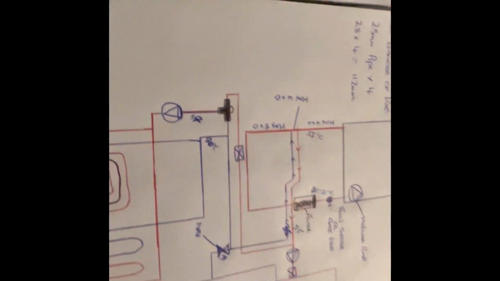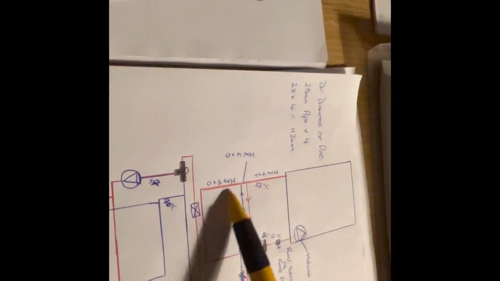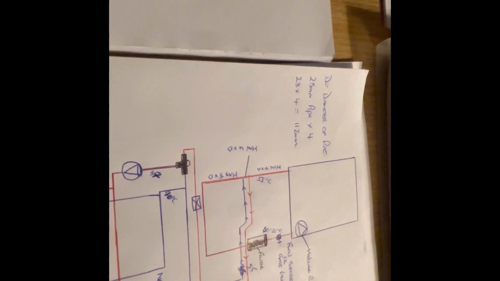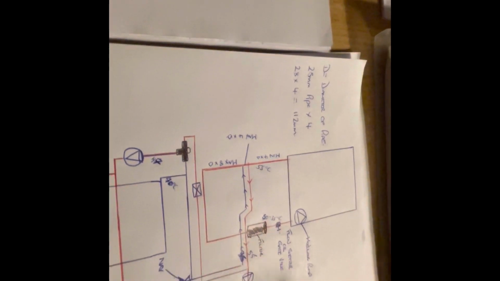So how I've put my close couple T's there, I've created a primary loop and I've come off that, and both my circuits come off the secondary loop.